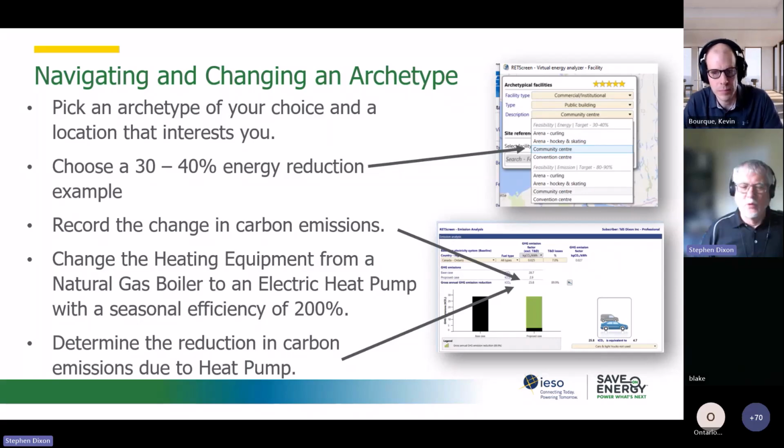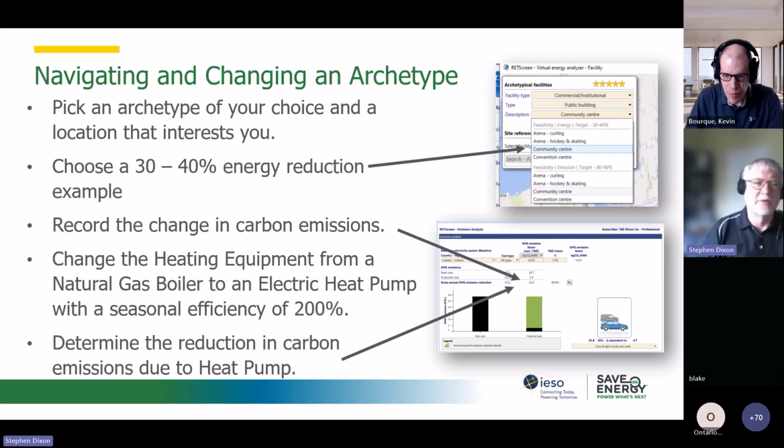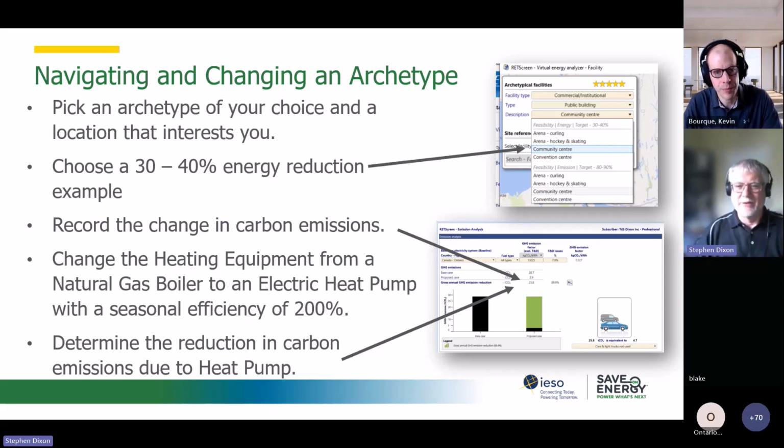You're going to open up RETScreen, go to the virtual energy analyzer, and pick an archetype of your choice. In this case, I picked the community center, and I'm going to pick the 30 to 40% energy reduction example. The reason I say go with the 30 to 40% energy reduction is that it will likely not have a heat pump in its proposed case, so it'll likely have gas or maybe electric heat. So let's go with the 30 to 40% energy reduction archetype for a building of your choice.